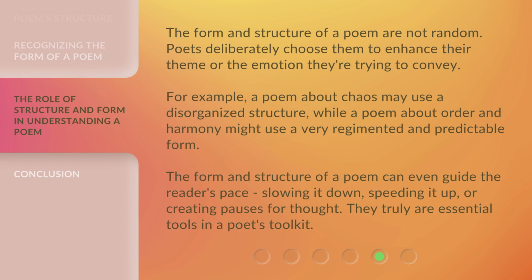The form and structure of a poem are not random. Poets deliberately choose them to enhance their theme or the emotion they're trying to convey. For example, a poem about chaos may use a disorganized structure, while a poem about order and harmony might use a very regimented and predictable form. The form and structure of a poem can even guide the reader's pace, slowing it down, speeding it up, or creating pauses for thought. They truly are essential tools in a poet's toolkit.